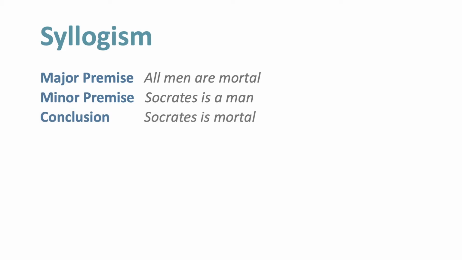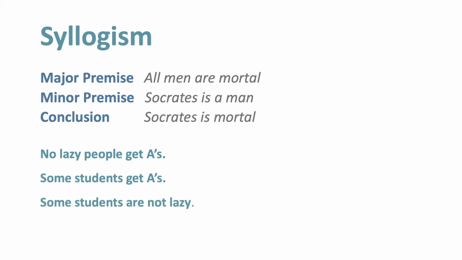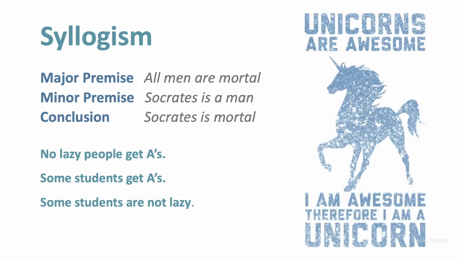Here's another example. No lazy people get A's. Some students get A's, therefore some students are not lazy. I agree wholeheartedly with the conclusion that some students, and I would say most students, aren't lazy. But I'm not sure about that major premise that no lazy people get A's. You need to note that a syllogism can be logically consistent without being true. This is especially the case if categories are non-exclusive.